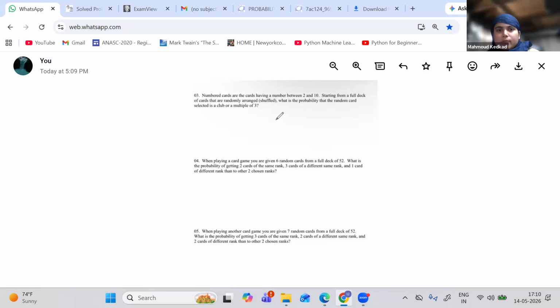Between 2 and 10 selectable. A random card is a club or a multiple of 3. Okay, so you have the total number of clubs. You said 13, right? Yeah, 13. So the probability of selecting a club is 13 over 52.